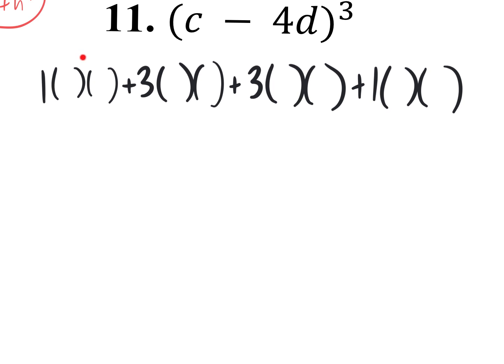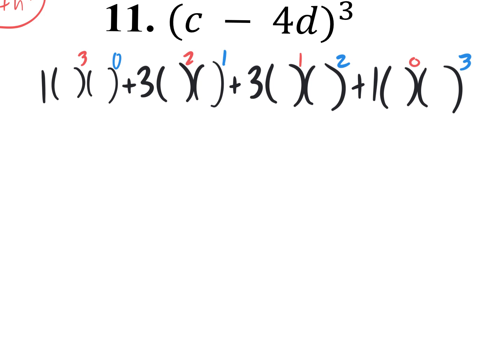And what power belongs right here on the first parenthesis? 3. Okay. And what power belongs on the second parenthesis? 0. Right? So we know that this decreases by 1 as you go to the next first parenthesis. So the 3 becomes a 2, becomes a 1, becomes a 0. And then the 0 increases by 1 as you go to the next ones, ultimately changing the positions of 3 and 0. So the 0 becomes a 1 right here, becomes a 2 right there, and becomes a 3 right there.